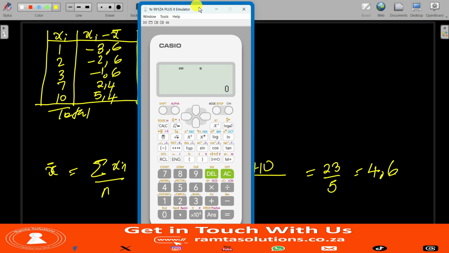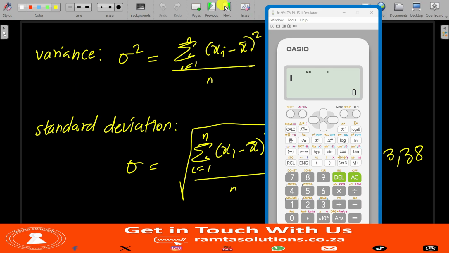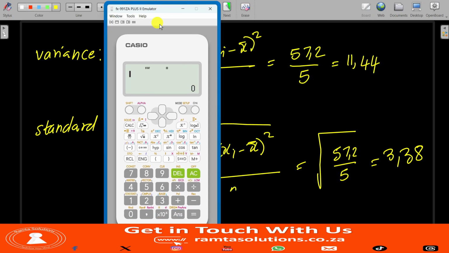What are we looking for now? We are verifying our variance and standard deviation, right? So we're going to say once again, shift 1. And what are we looking for? Once again, we go to variance. Under variance, we're going to use option 3 to get the standard deviation of the values of x. So we say 3, let's confirm, equal to, what is it? 3.38. Do you see that? Correct to 2 decimal places. So our standard deviation is correct.